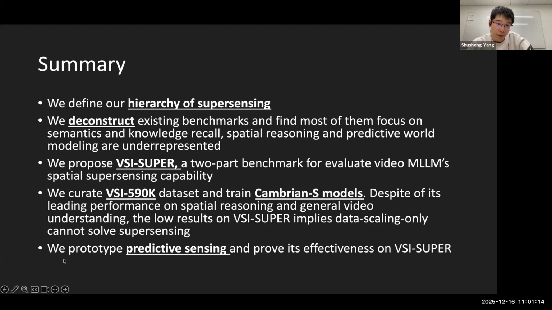And finally, we prototype predictive sensing and prove its effectiveness on VSI-SUPER through 2 case studies. The first one is how we use surprise to manage the memory units, and the second one is how we use surprise for scene annotation. So this is what we did in the Cambrian-S model.